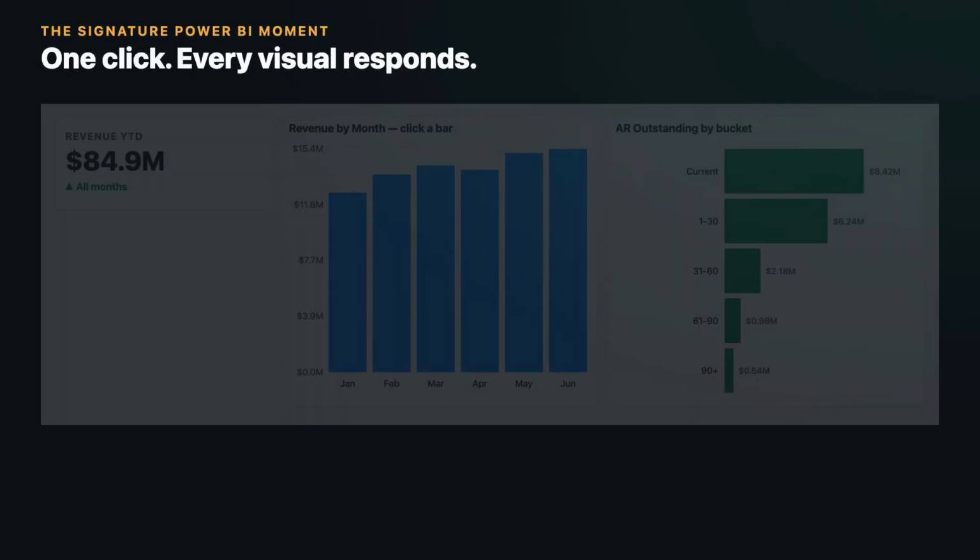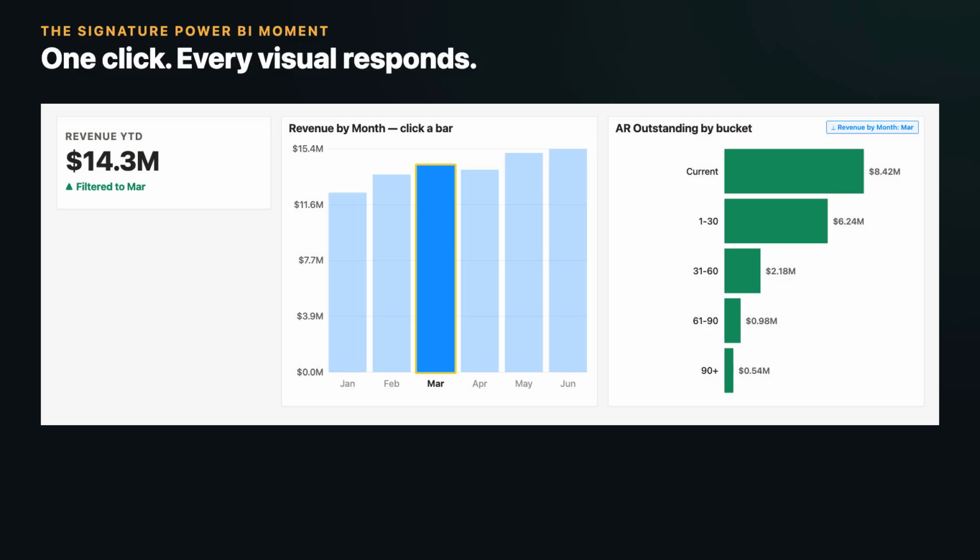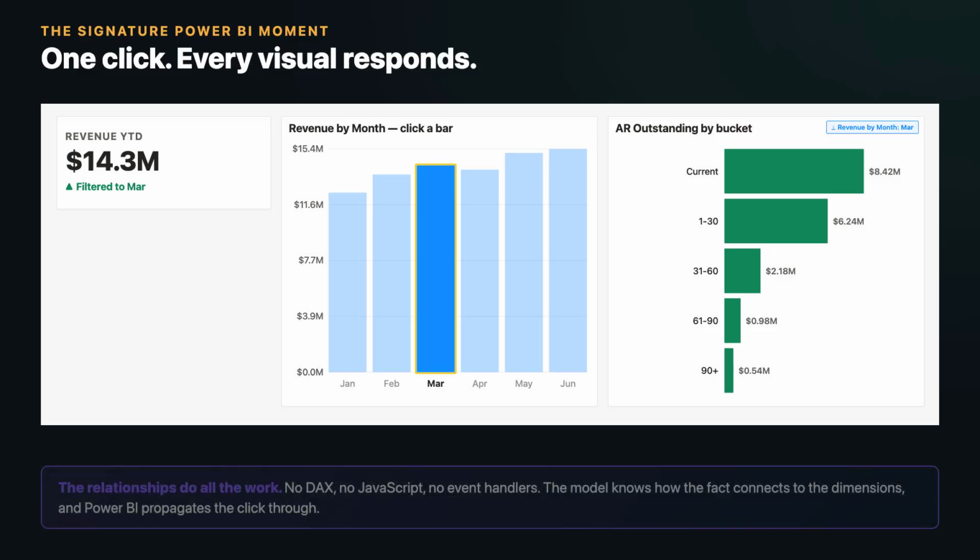And here's the moment, the thing Excel can't do without VBA. Click any column on the revenue chart. Watch every other visual respond. The relationships in the star schema do all the work.